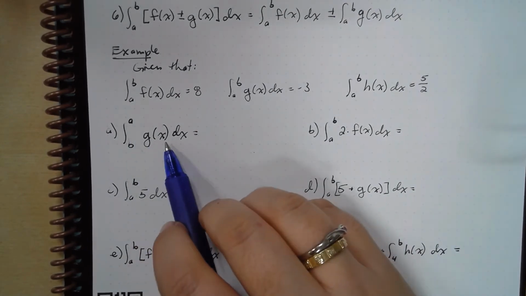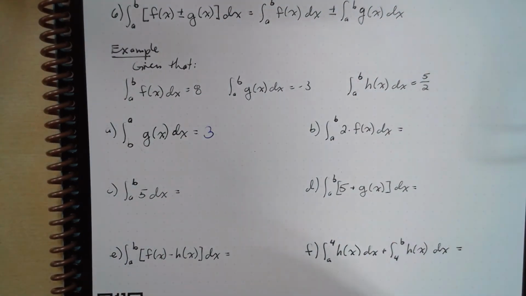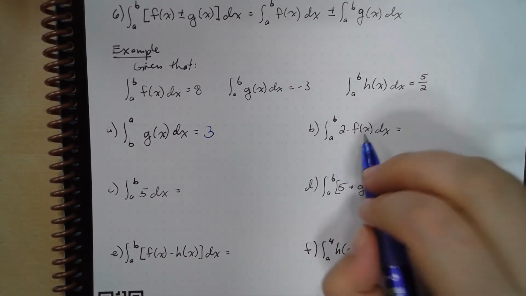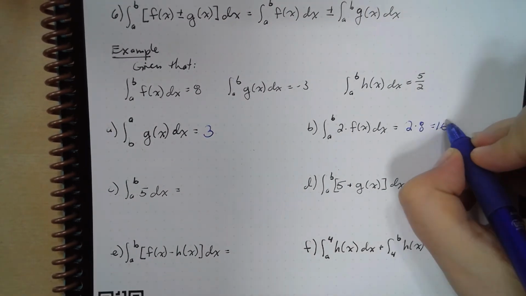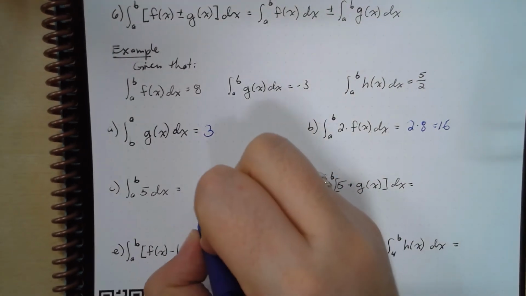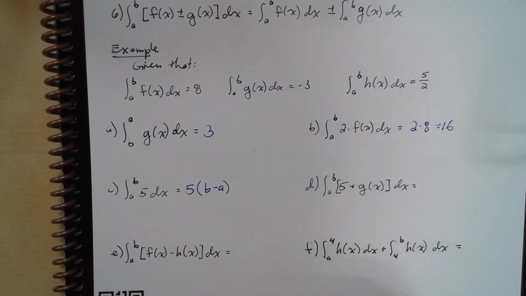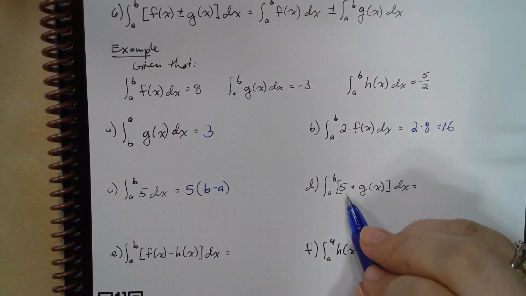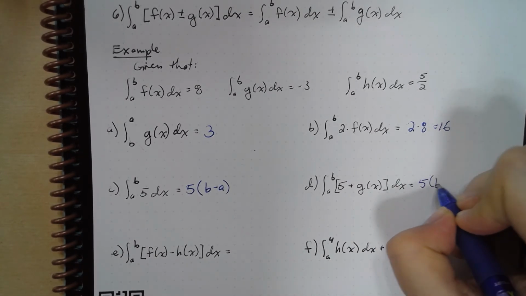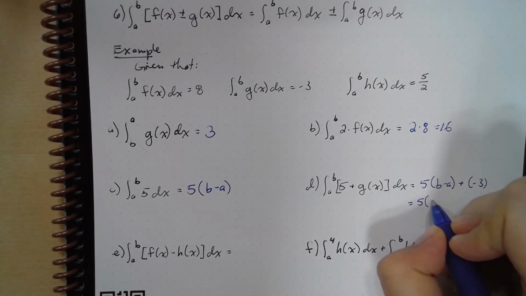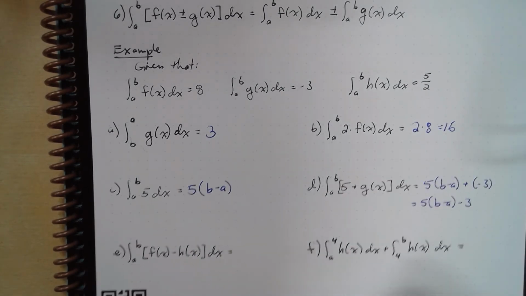So the integral from b to a of g of x, well, a to b is -3, so b to a must just be +3. The integral from a to b of 2f of x is just going to be equal to 2 times 8, which is equal to 16. All right. The integral from a to b of 5 dx is just going to be equal to 5 times b minus a. We don't know what a and b are, so we just have to use variables there. The integral from a to b of 5 plus g of x is going to be equal to 5 times b minus a, plus the integral of g of x, which is -3. So I can rewrite that as 5 times b minus a minus 3.